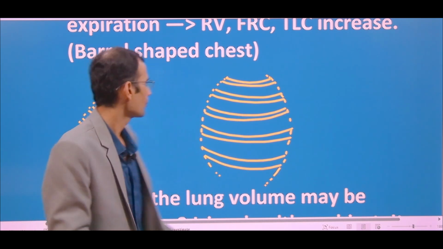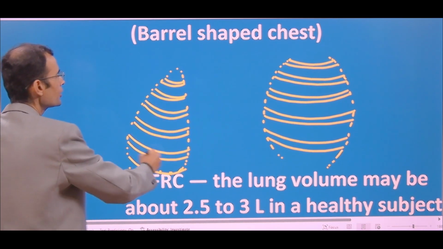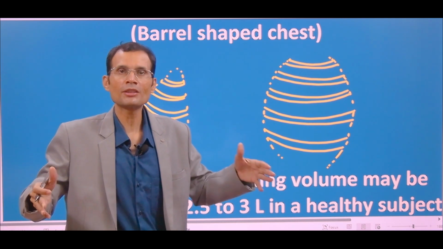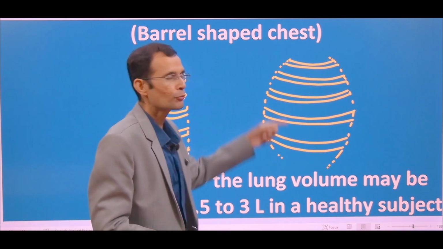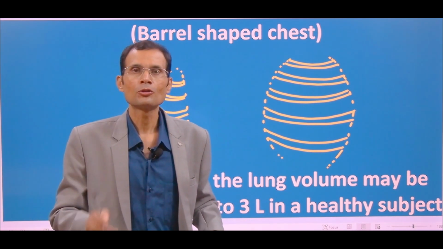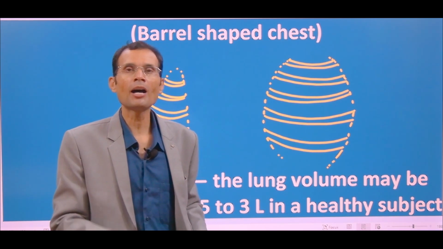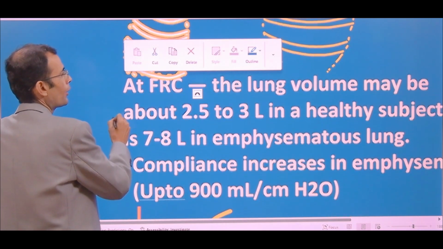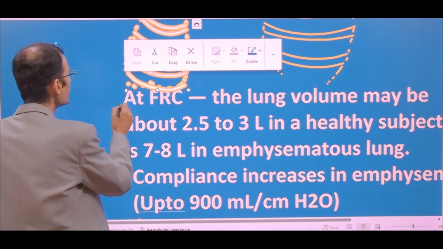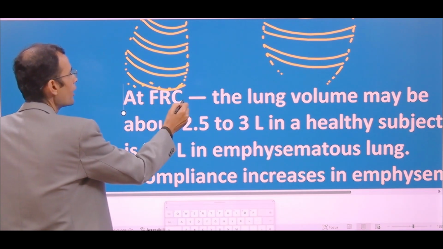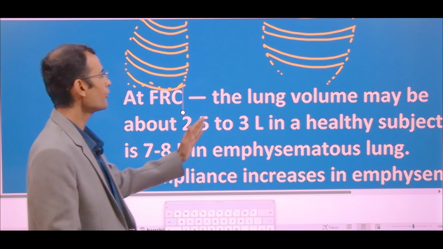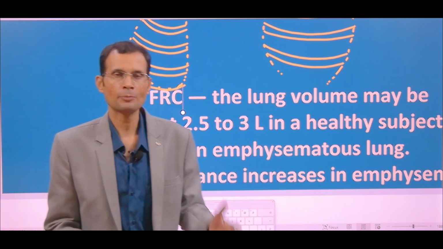As you can imagine, this is the normal shape of the chest wall. Now with overdistension of the lungs, the chest wall will become barrel shaped. So remember, in emphysema there is a barrel shaped chest. Now at the FRC, look at this feature. At functional residual capacity, the lung volume may be about 2.5 to 3 liters in a normal healthy subject.